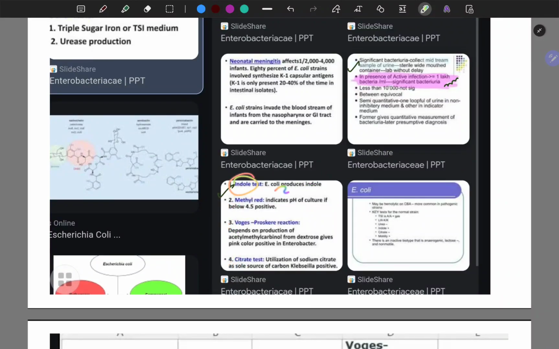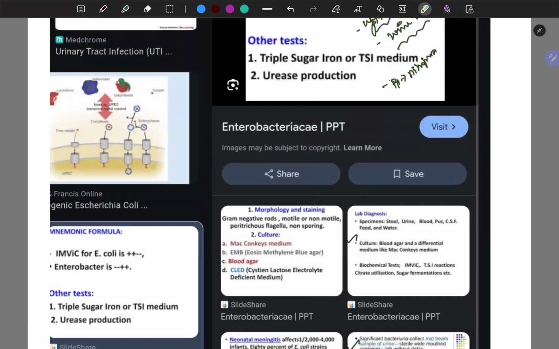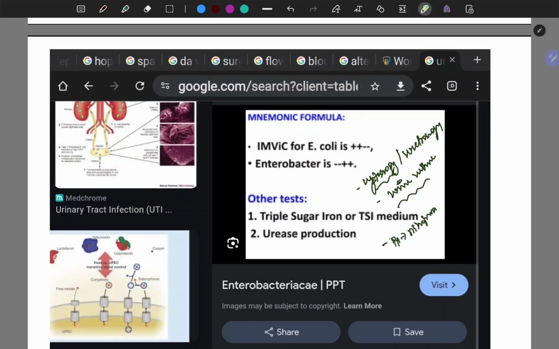So the indole test, in the sense that E. coli can produce indole, which is positive. Methyl red indicates the pH of the culture; if below 4.5 it is positive. The Voges-Proskauer reaction depends on the production of acetyl methyl carbinol, then it is positive. For the citrate test, utilization of sodium citrate as a source of carbon, Klebsiella is positive. So just remember this point. IMViC for E. coli is plus plus minus minus. For Enterobacter, minus minus plus plus.